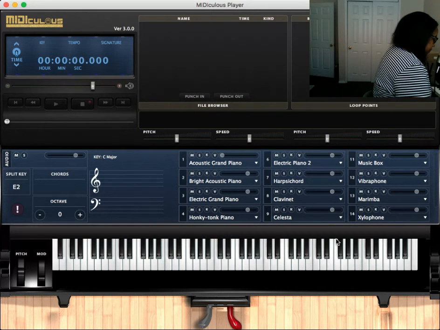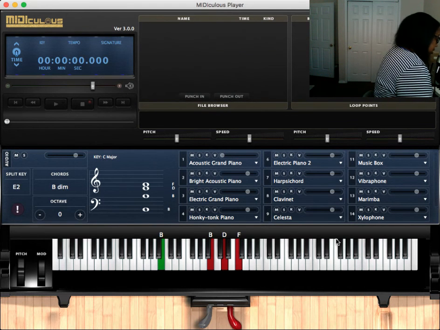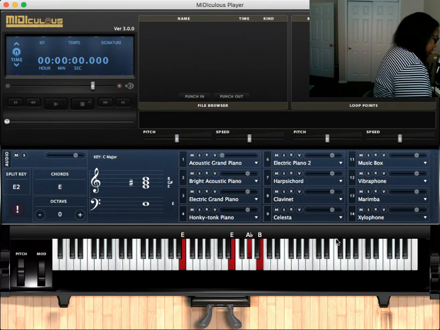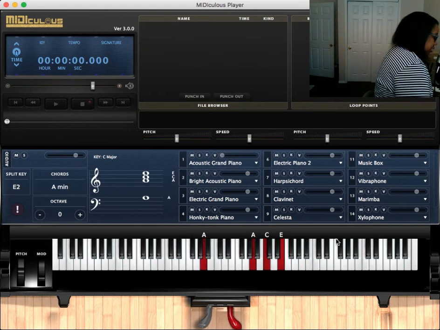1 is minor. 2 is diminished. Notice it is not minor. 3 is major. 4 is minor. 5 is minor, but we know we can make it major because it is the dominant of our key. 6 is major. 7 is major. And we're back to 1.